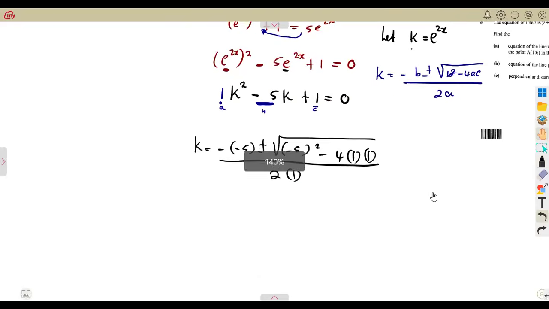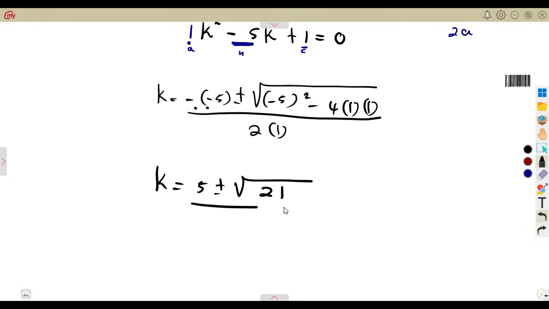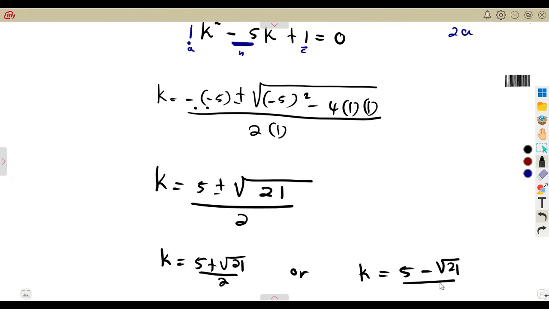So that is it, guys. Remember, we need it in exact form. That's why we have to keep our surd form in the simplification. A minus, that's a plus. Plus or minus the square root of, simplify this on your calculator, that will be 21, everything over 2. So this is our k. So k can be given as 5 plus the square root of 21 over 2, or we can have our k as 5 minus the square root of 21 over 2.